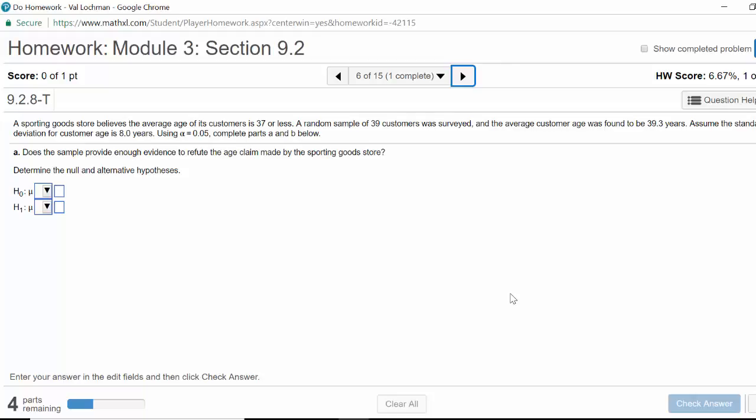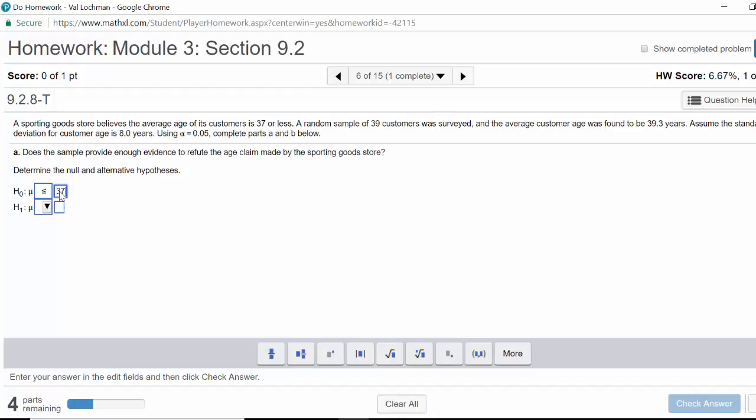Does the sample provide enough evidence to refute the age claim made by the sporting goods store? Let's see what we're going to do. This one would be less than or equal to 37. All right, the alternative hypothesis is the logical opposite, which would be greater than 37.